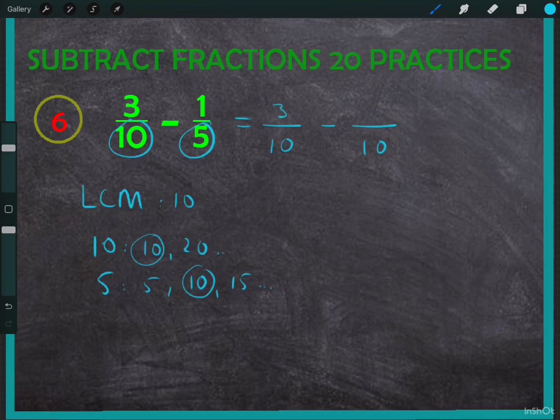For the second fraction, to get 10 from 5, we must times 2. And when we times 2 to number 5, we must times 2 to number 1. 2 times 1 is 2. So 2 over 10 is the equivalent fraction to 1 over 5. Now we have the two new fractions with the same denominator, which is 10. So we subtract 3 minus 2 to get number 1. So 1 over 10 is the answer.